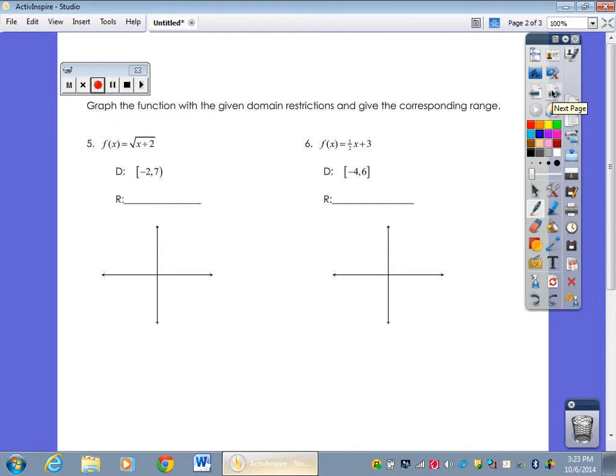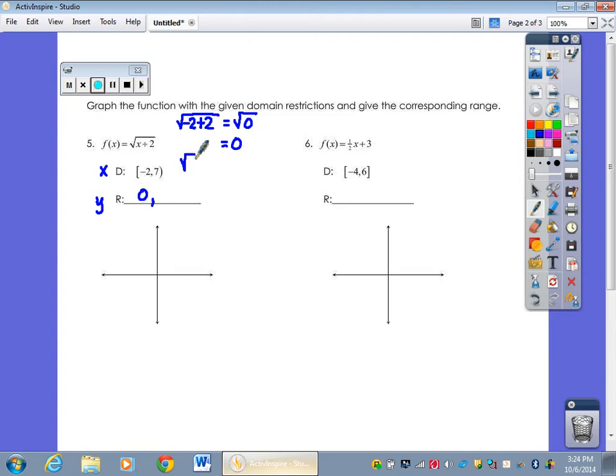Okay, on the back, they want us to graph the function using the given domain and restrictions. So the first thing we have to do is find the range. Remember, these are x values, these are y values. I'm substituting in so that I can get something out. So when I put a -2 into this equation and I add 2 inside the radical, that becomes the square root of 0, which is just 0. So 0 is my first part of my range.